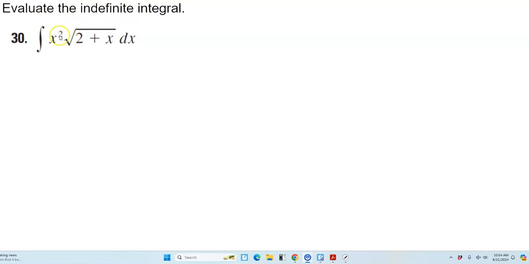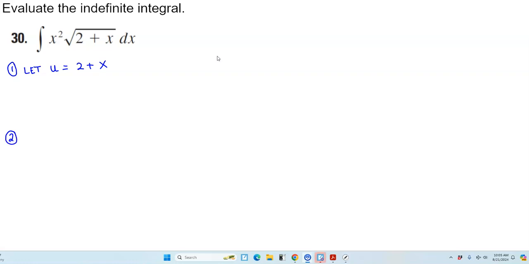Evaluate the indefinite integral. So here we have x squared times the square root of 2 plus x dx. Okay, so this one we might have to investigate just a little bit further when we're doing our substitution. What I mean by that is the first thing we want to do is let u equal what's under the radical. So I'm going to let u equal 2 plus x.